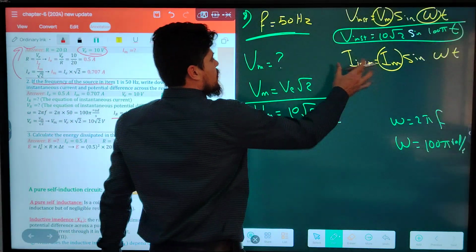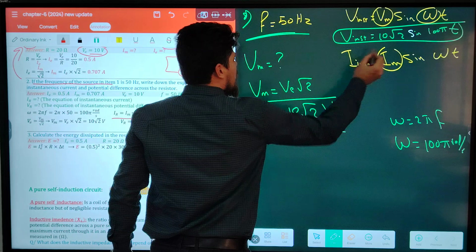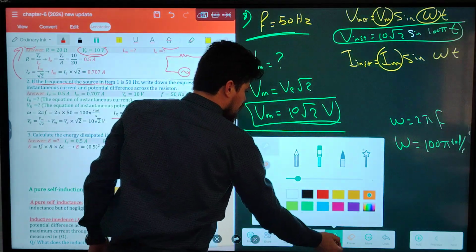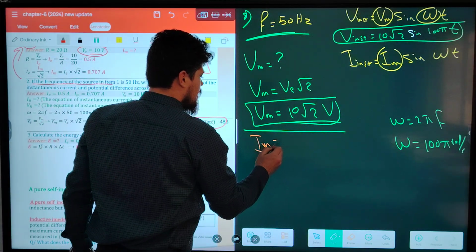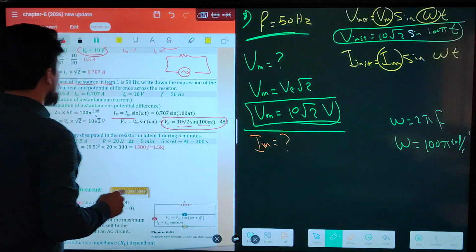Now, the expression for the current. We need Im. We need to find Im. Do we have Im? Look at question 1.